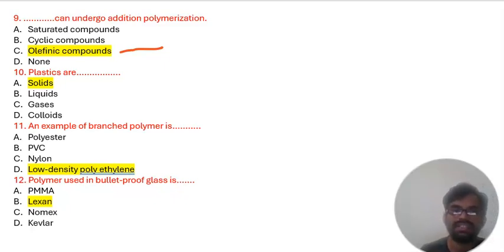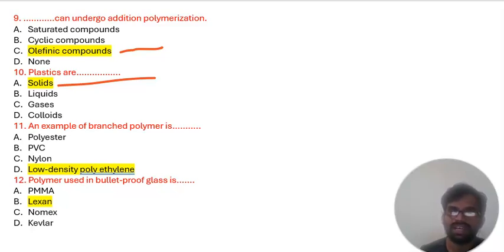Next you can see the 10th bit, plastics are dash: solids, liquids, gases and colloids. So plastics are what? Solids is the right answer. So the answer is A.